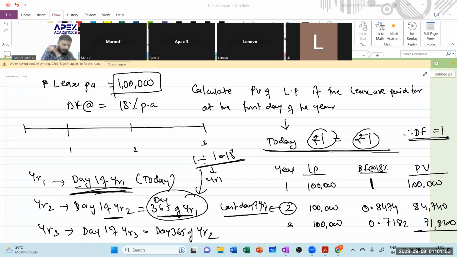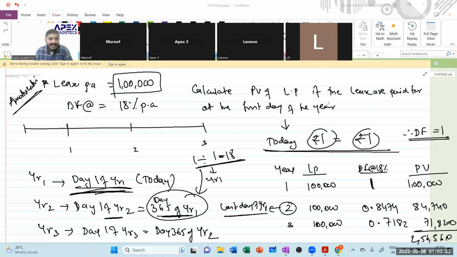Take the total: 1 lakh plus 84,740 plus 71,820. What is your answer? 2,56,560. Agreed or disagreed? Agreed, sir. So what will be the entries now? How will we make the entry? Will it be advance rent? Yes, it will be advance rent.